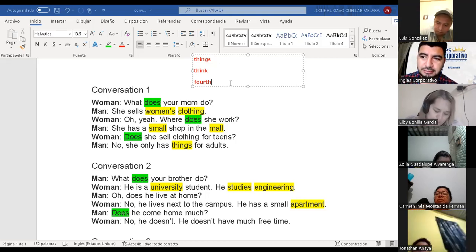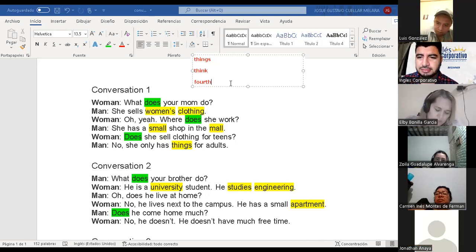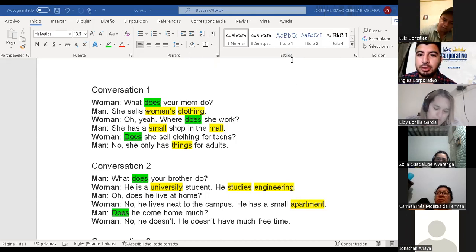Pueden decir clothing, si ustedes quieren. No es 100% correcto, pero así lo utilizan a veces en un inglés informal, ¿verdad? La mayoría es clothing, clothing. Okay. So good. See you in a moment. Los veo en un momento.